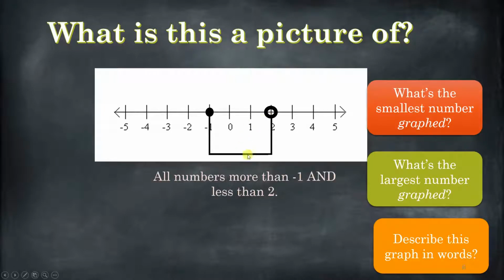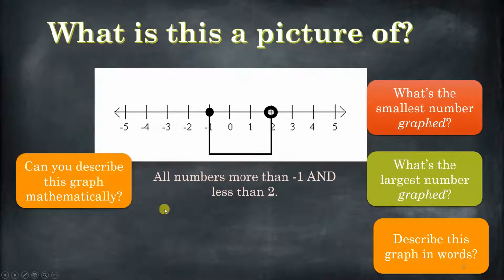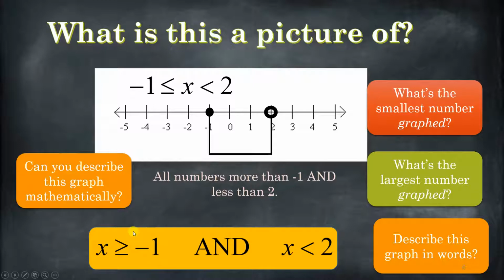How could you describe this in words? Well, this is a picture of all the numbers that are more than -1, but they're also less than 2. That's kind of strange, right? Now, if you were going to write that mathematically, all of the numbers that are greater than -1 and that are less than 2, you could say x is greater than -1, or you could also say -1 is less than x. You could also say that x is less than 2. You could actually write this whole thing right here in one statement. How do you like that, huh?